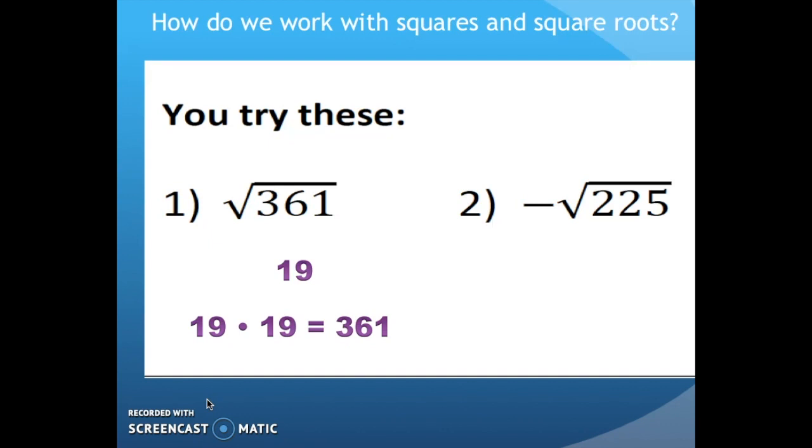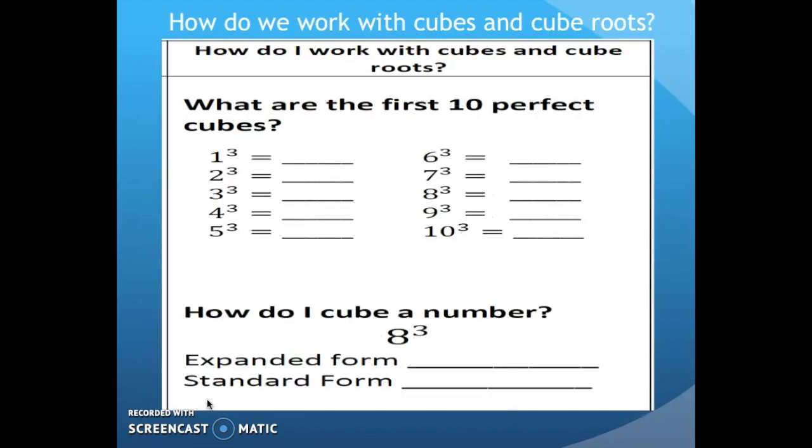Alright, number 2, what did you put? Okay, self, what number times itself will give me 225? 15 times 15 will give me 225. So what is the square root of 225? It's 15, and you have to bring down that negative. Hope that's making sense.